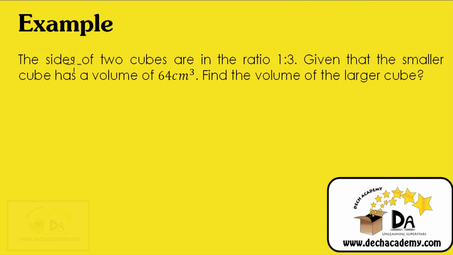Here's another example. It says the sides of two cubes are in a ratio 1 to 3. Given that the smaller cube has a volume of 64 centimeters cubed, find the volume of the larger cube. So we have two cubes. I'll give you a rough sketch. So this is just one cube, and then there's another one which is larger. It's just a rough sketch.